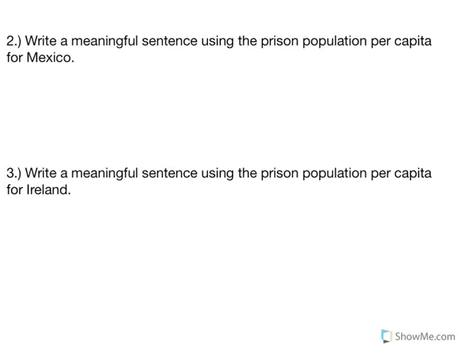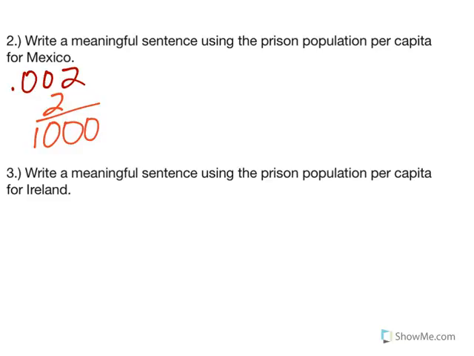Write a meaningful sentence for the prison population per capita in Mexico. Well, you'll see that in Mexico, the per capita is 0.002. Well, this is the same as 2 thousandths, and I think as it's written, the 0.002, it's hard to write a meaningful sentence, but this is the same as 2 over 1,000. And if we do it that way, then you can say for every 1,000 people in Mexico, 2 of them are in prison. So that's what their per capita prison population means.